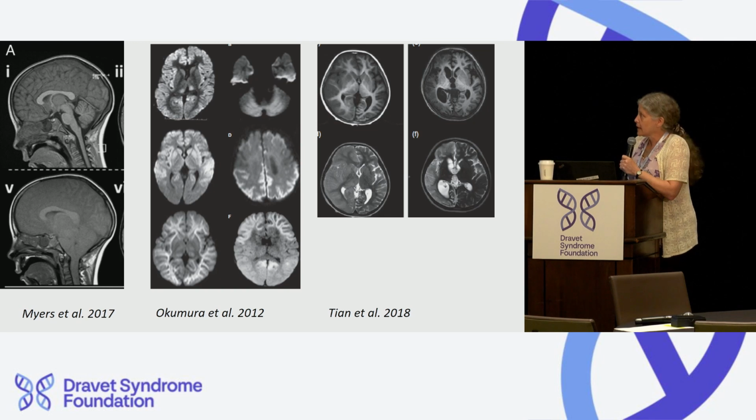And here are just some examples. This was Myers, a group from Australia, and you can see here this is an MRI before, and here we see a lot of brain swelling after that seizure. This is a study out of Japan, and the white areas indicate abnormal swelling of the brain, and you can see fairly diffuse brain swelling. And then this last study was a study out of China, and we see very marked swelling on one side of the brain.